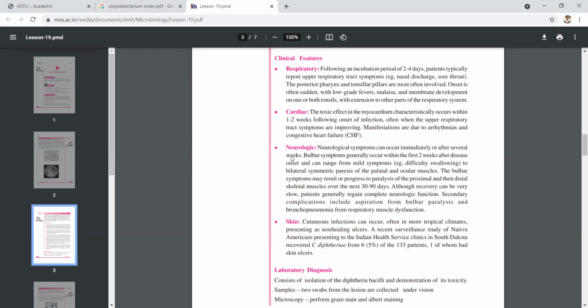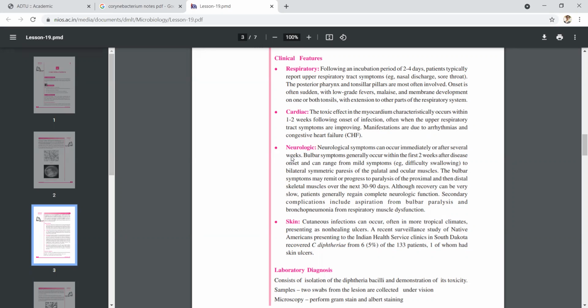So there is paralysis of the proximal and the distal skeletal muscles over the next 30 to 90 days. Although recovery can be very slow, patients generally regain complete neurological function. Yes, the recovery is slow, but it's not impossible. The people regain neurological function if they are treated properly. Secondary complications include aspiration from bulbar paralysis and bronchopneumonia from respiratory muscle dysfunction.